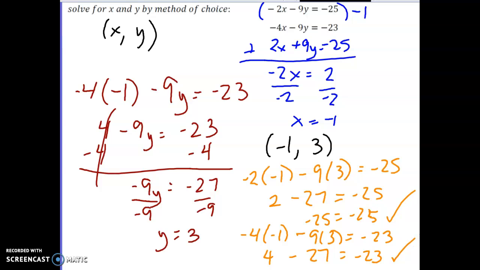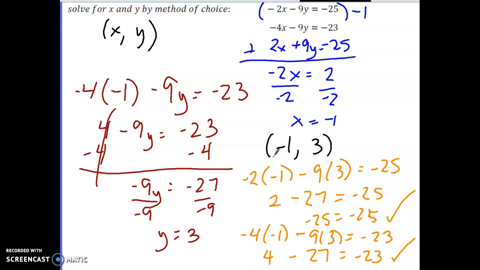I'm out of space, so I can't write that last line. But you can see that I would get the same thing in this one, negative 25, and I would get the same thing here, negative 23, negative 23. So we got this one right. Negative 1, 3 is my correct answer.